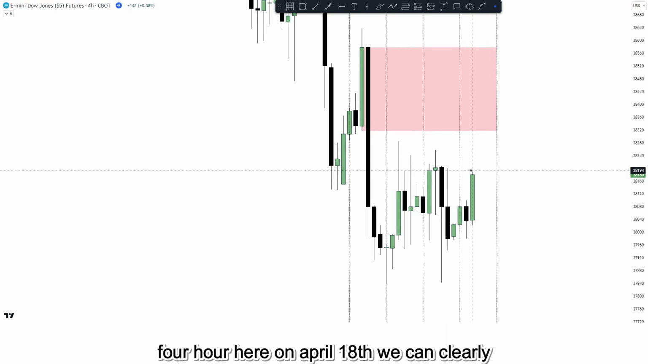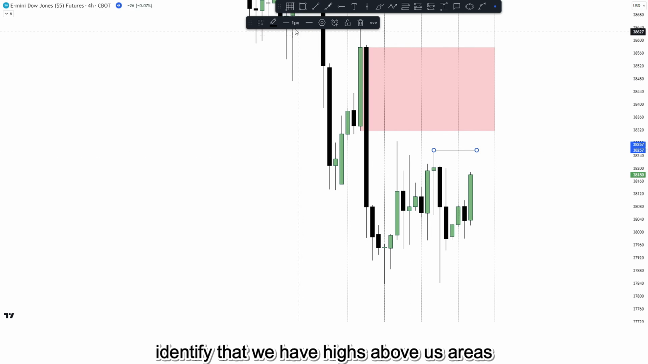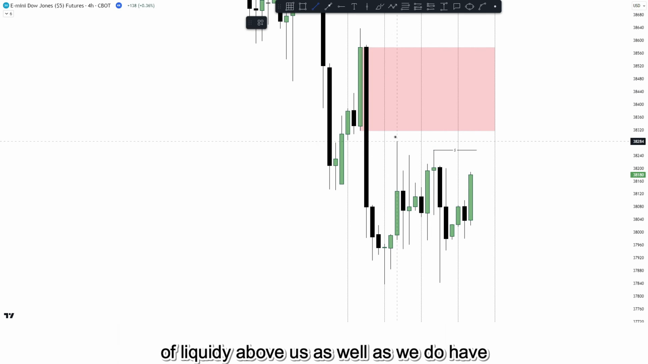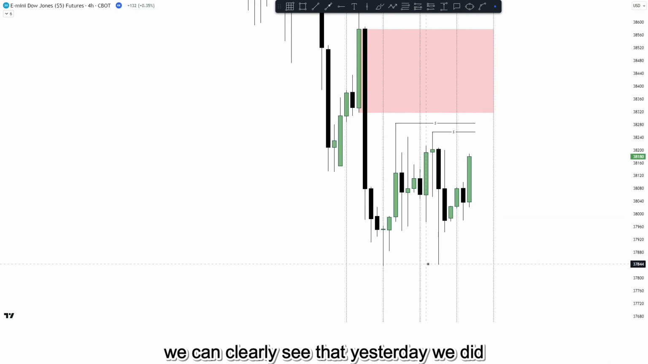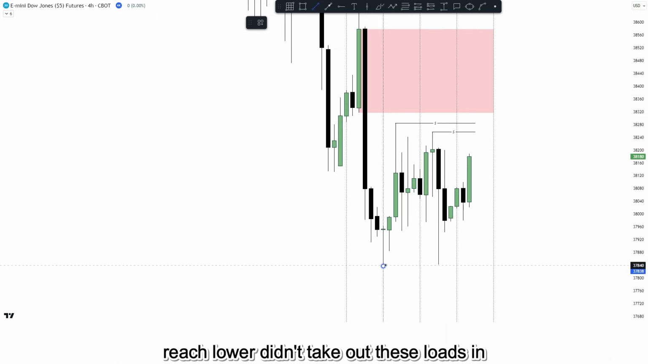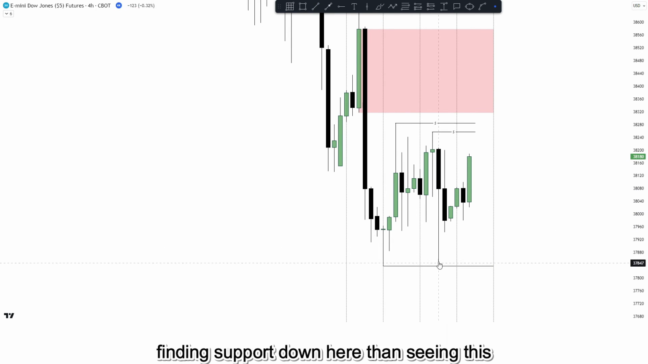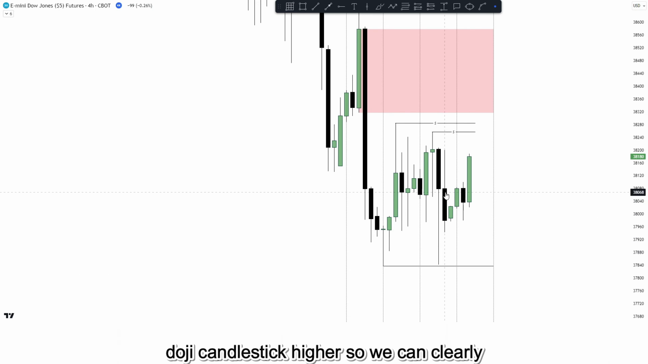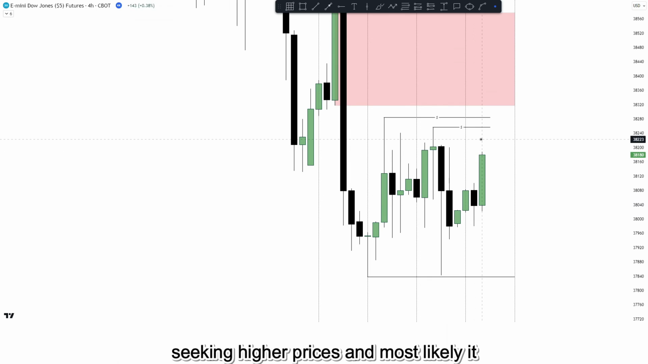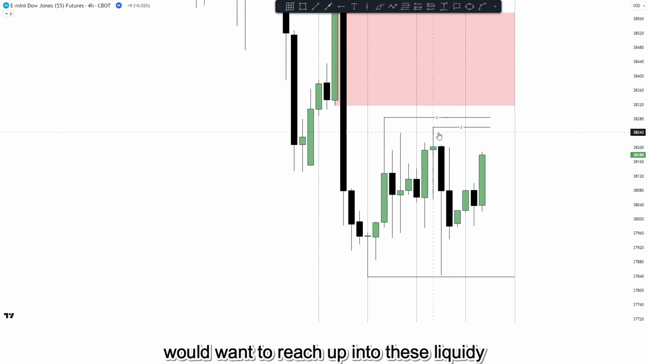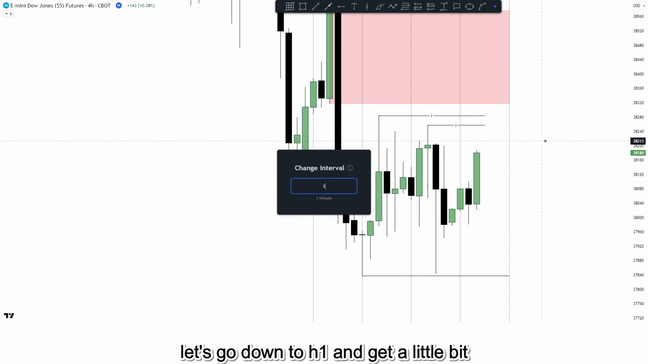So we're looking at the 4 hour here on April 18th. We can clearly identify that we have highs above us, areas of liquidity above us, as well as we do have this bearish order block right above us. And we can clearly see that yesterday we did reach lower, didn't take out these lows in specific, but we did reach lower before then finding support down here to then seeing this doji candlestick higher. So we can clearly identify that the marketplace right now is seeking higher prices, and most likely it would want to reach up into these liquidity pools. Just looking at the H4 candlestick, let's go down to H1 and get a little bit more context.